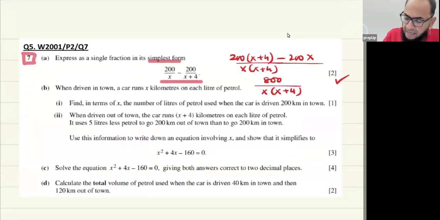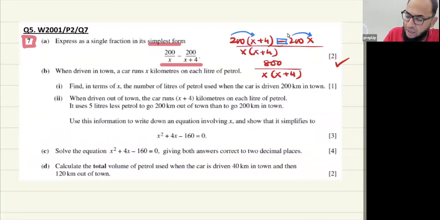That is easy. Which terms cancel out? 200 into x, and this 200x, because of the negative sign, it cancels out. Which term am I left with? 200 into 4, that is 800. The denominator remains the same.